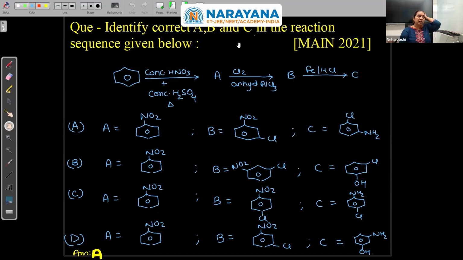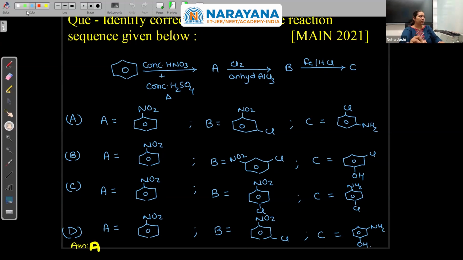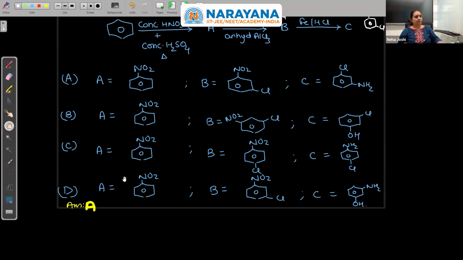Identify the correct A, B, C in the given reaction sequence. First is nitration, so I expect nitrobenzene is formed. Chlorine is meta orienting, so NO2 will go to meta. And then Fe/HCl will reduce NO2 to NH2. So this seems to be correct: nitro, meta-chloronitro, and meta-chloroamino. So the answer should be A. Right?